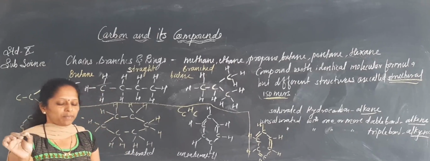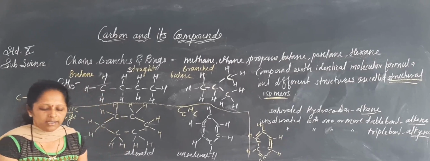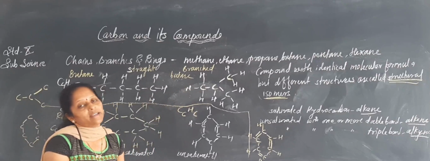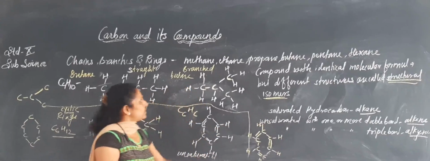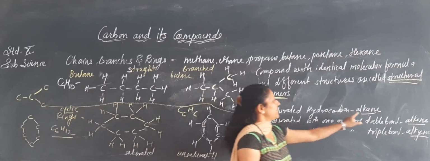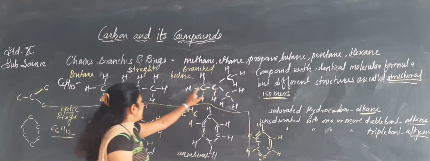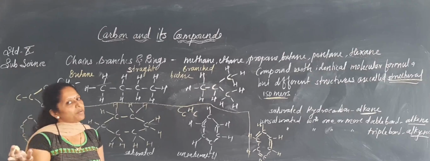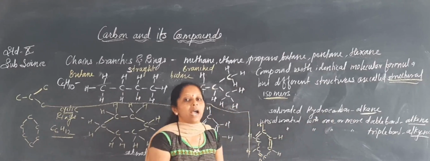So what are hydrocarbons? Carbon compounds which contain only carbon and hydrogen. Only when they contain carbon and hydrogen elements are they called hydrocarbons. In that, there are saturated hydrocarbons, which have single bonds, and they are called alkanes. Alkane means saturated hydrocarbons, where the carbon linkage has single bonds between carbon atoms.